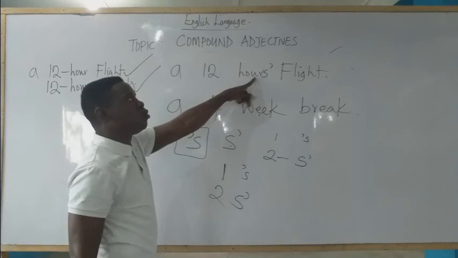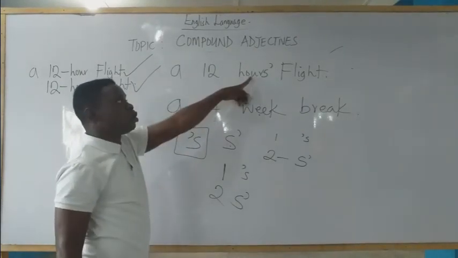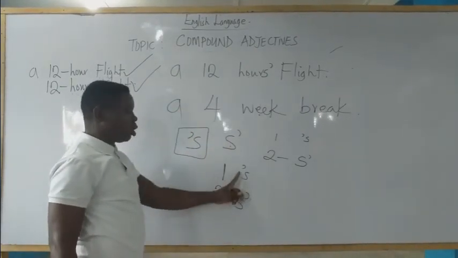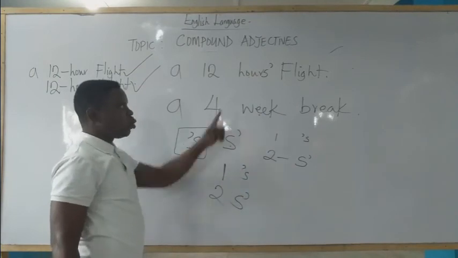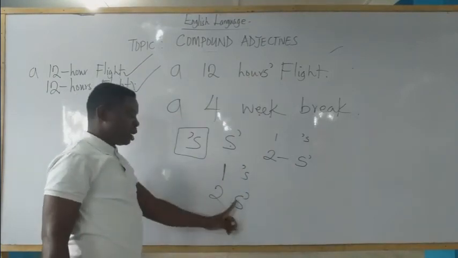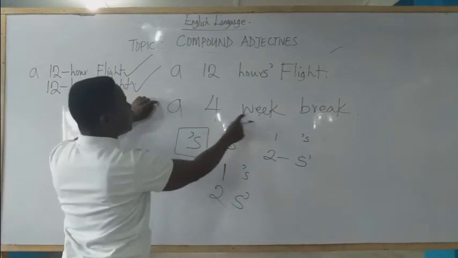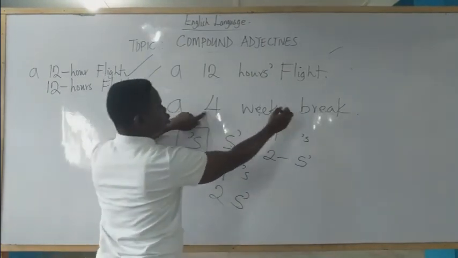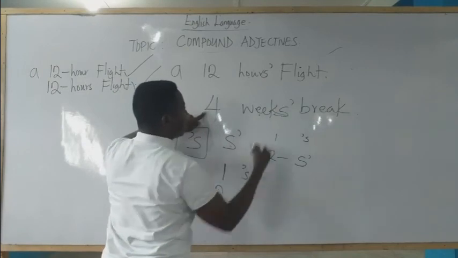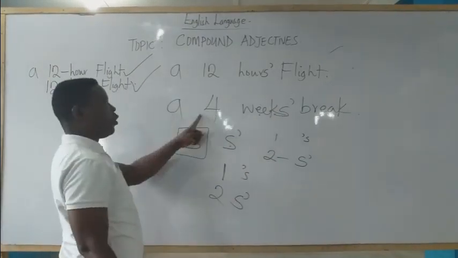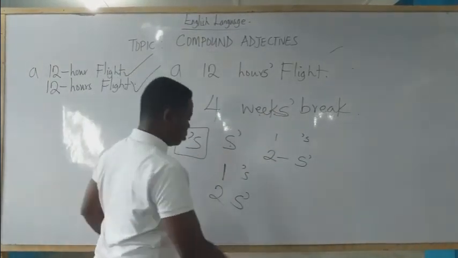The singular compound noun, the singular word with noun, will take an apostrophe with S, while the plural one will take an S and an apostrophe. So for number 2, I have a 4-week break. 4 is plural. So this one becomes S and an apostrophe. So what's that? A 4 weeks' break. More examples on that.